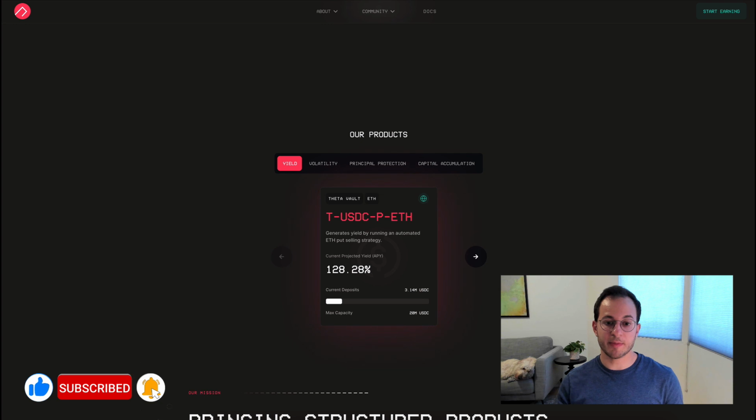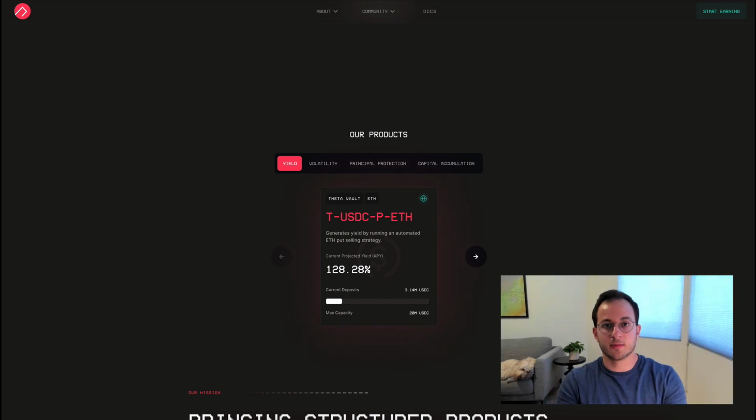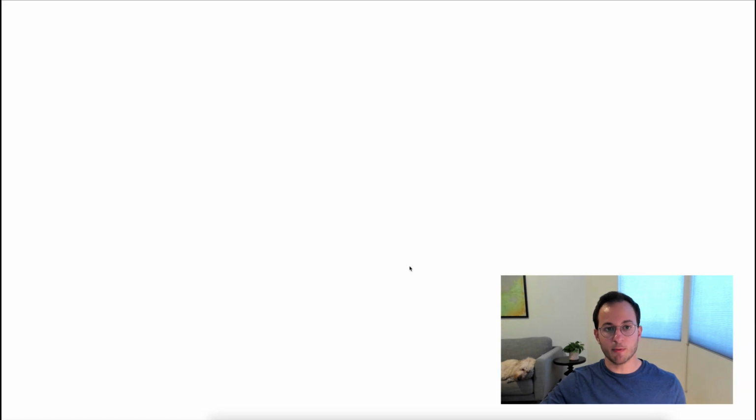So basically with Ribbon, you can deposit USDC, and that USDC is used to sell put options on ETH. Now they pick fairly conservative ETH price targets. So if ETH is trading at $3,000, this protocol might sell a put option of say $2,000 as a strike price. So ETH has to be pretty volatile for this strategy not to profit. Basically, this is a way to short volatility, and this is especially useful if you think the price of ETH will go up. So obviously they're projecting out a very high APY.